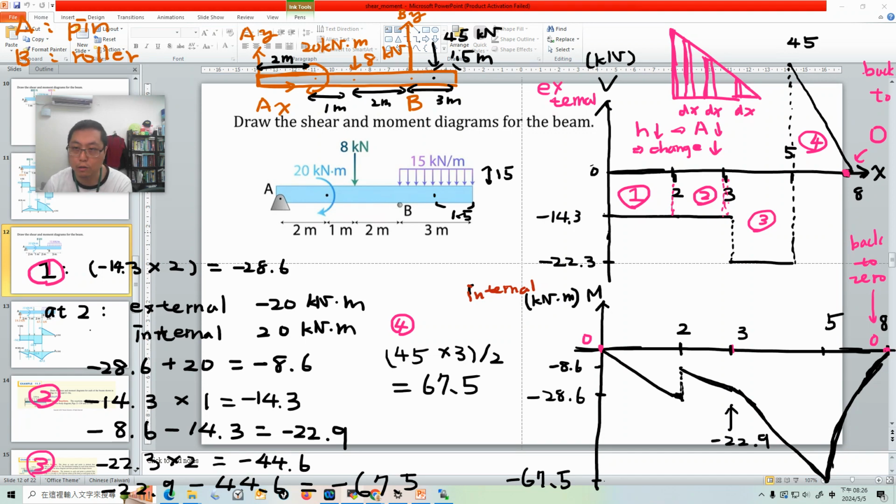So maybe I'll draw it more using the exact rate. Sorry. Yeah, I think the space from 8 to 3 is 2.